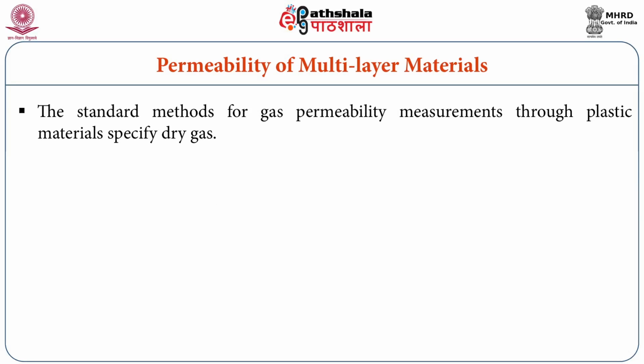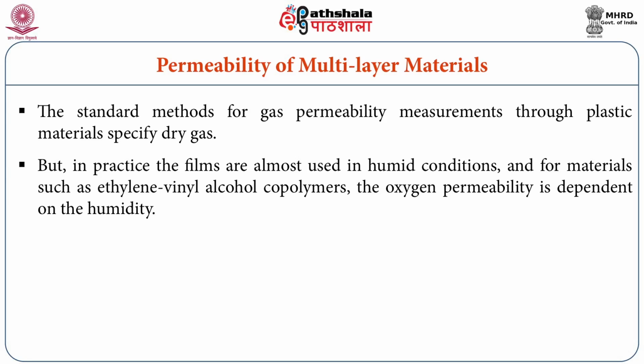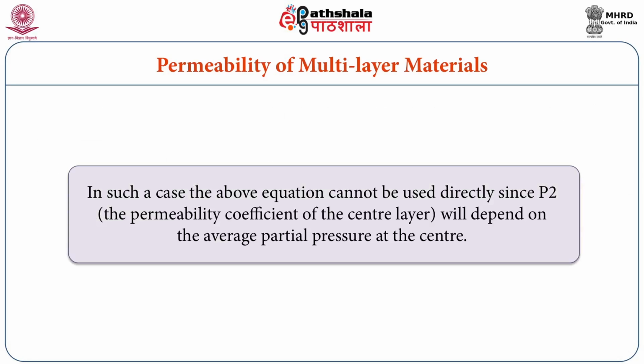The standard methods for gas permeability measurements through plastic material specify dry gas, but in practice the films are almost always used in humid conditions, and for materials such as ethylene vinyl alcohol copolymers, the oxygen permeability is dependent on the humidity. In such a case, the above equation cannot be used directly, since P2, the permeability coefficient of the center layer, will depend on the average partial pressure at the center.